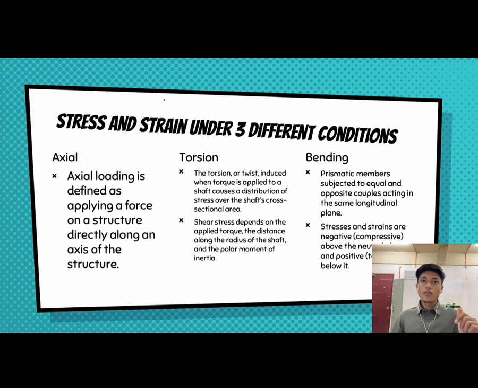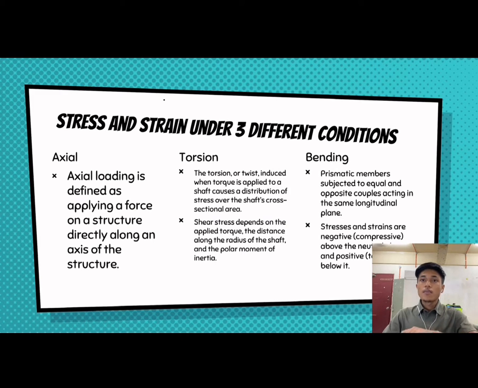So I will cover stress and strain under three different conditions. The first one is axial. Stress and strain under axial loading is determined where axial loading is defined as applying a force on a structure directly along an axis of the structure. It means if we have one object, the force will act in this direction or this direction. That is what is meant by axial loading.